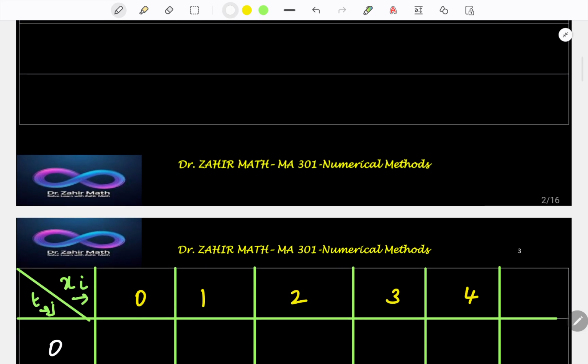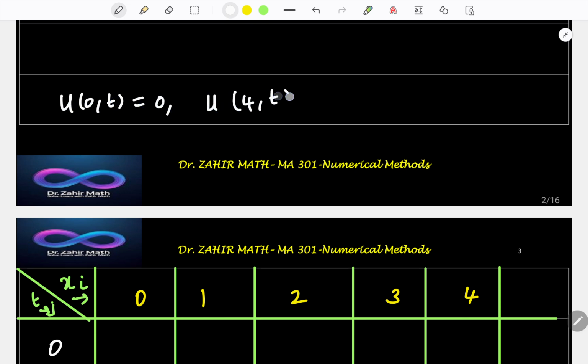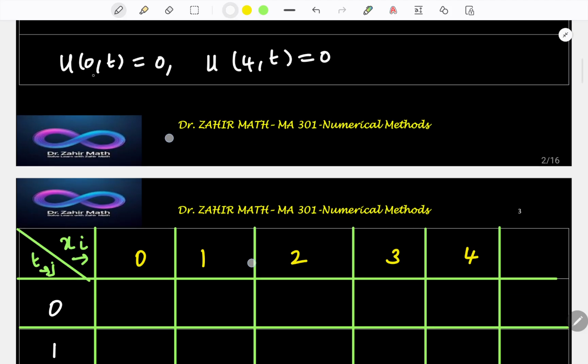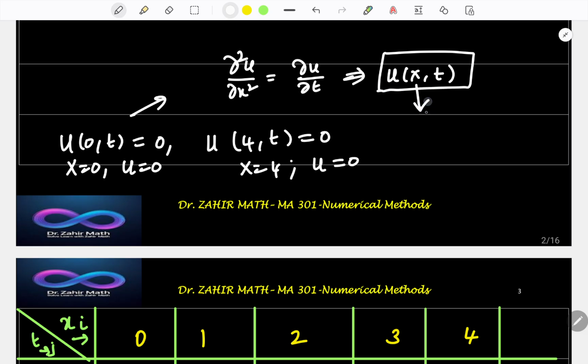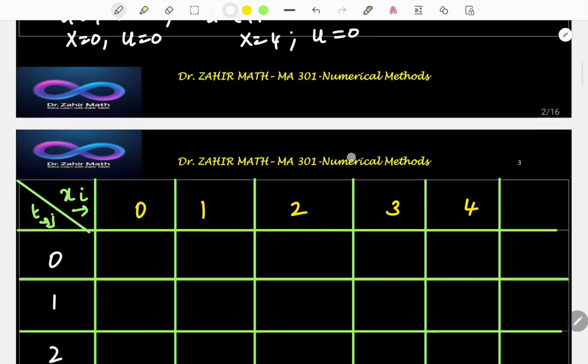Now we have to talk about the initial conditions and boundary conditions. What are the boundary conditions? u(0, t) is 0 and u(4, t) is equal to 0. So when x is equal to 0, u is equal to 0. When x is equal to 4, u is equal to 0. How is u zero at x equal to 4? Because this is the differential equation ∂²u/∂x² = ∂u/∂t, so the solution will be in terms of u(x, t). The first one is x, the second one is t. Keep that in mind. So x is equal to 0.